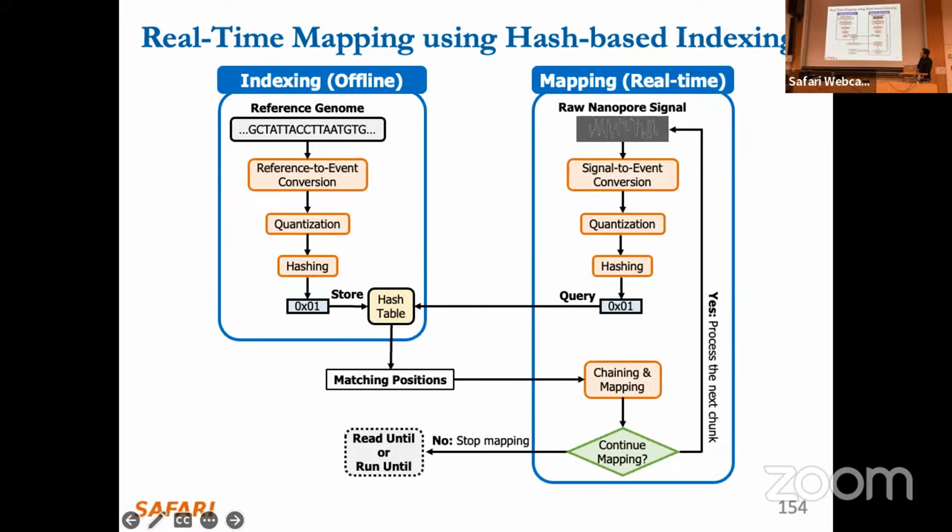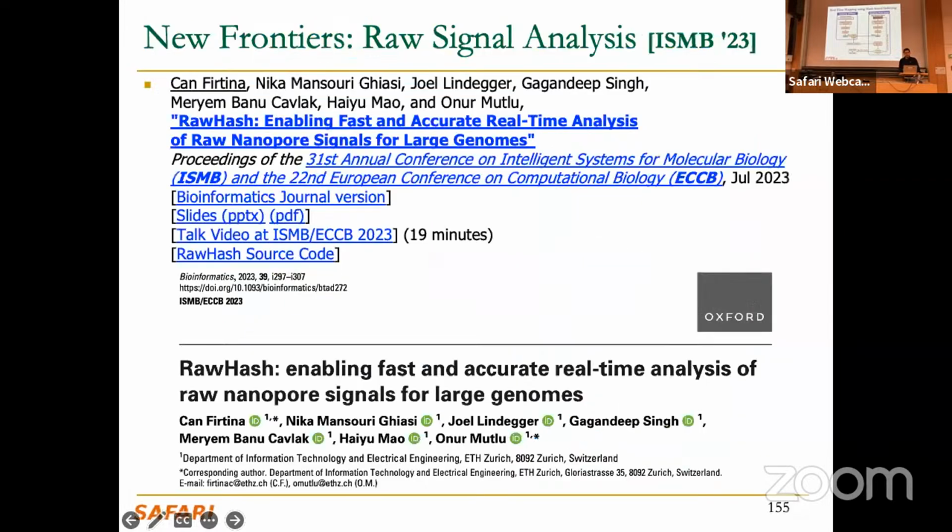But if the answer is no, we can actually tell the sequencer to stop sequencing. There are certain functionalities that can do that. So, partway through sequencing the data, you can stop sequencing the read. This means you can reduce the sequencing time and cost that would otherwise be impossible without real-time analysis. So this is essentially RawHash. This is the first hash-based work that enables the analysis of large genomes, such as human genomes, in real time without base calling.